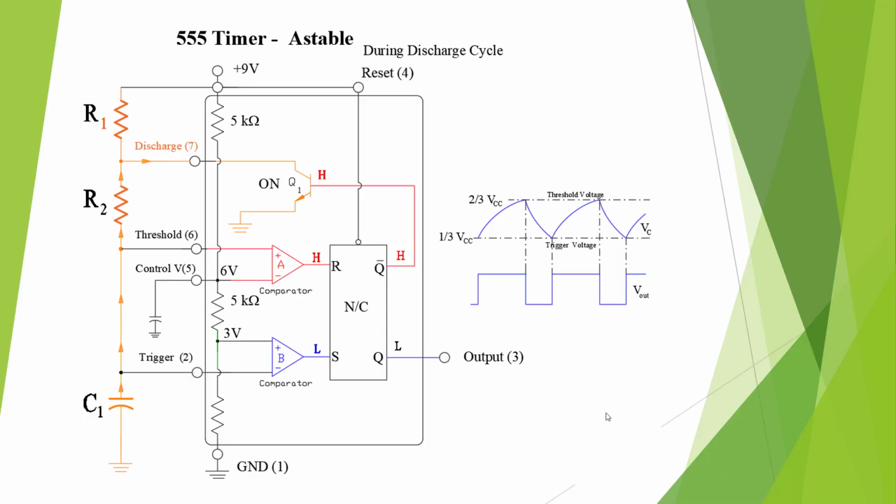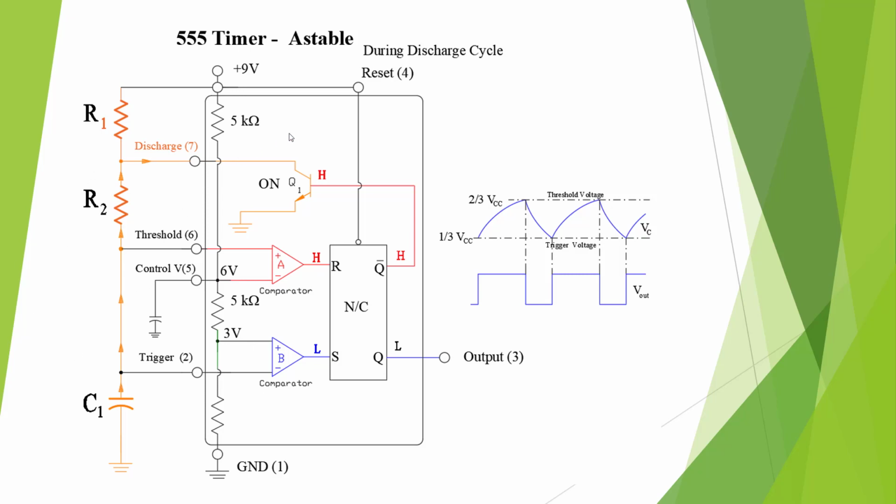Here's a diagram of our astable 555 timer. Once it's charged up to the 2/3, this comparator is going to change. Our RS latch will change, and it'll turn on this transistor, and we're going to discharge through this transistor back to ground. So we go up to 2/3, we switch this transistor on, and it drains the capacitor. It's going to go back down, turn the transistor off, and it's going to recharge.